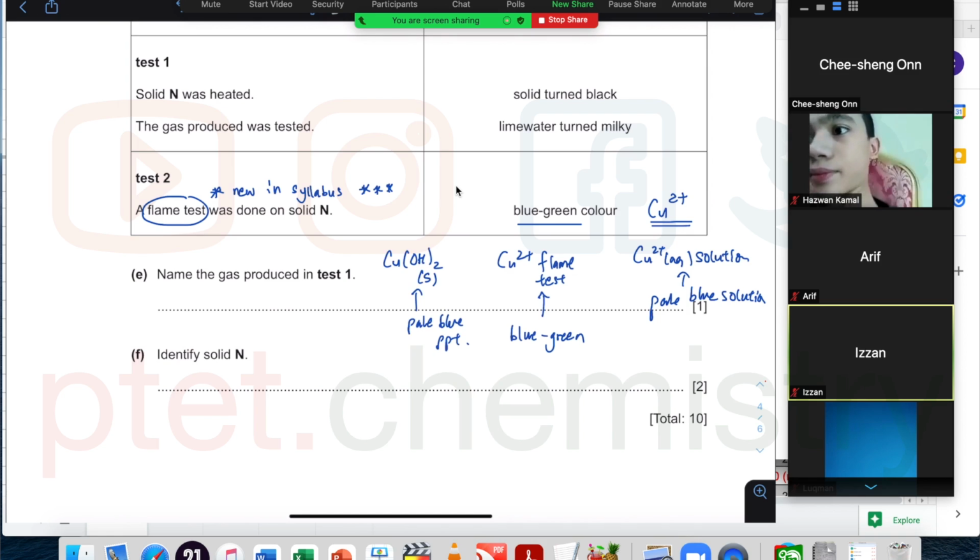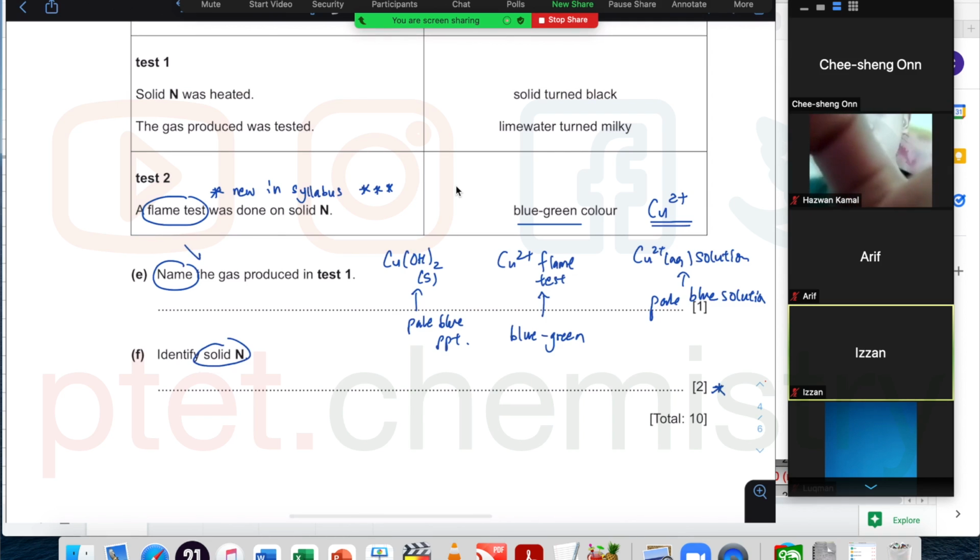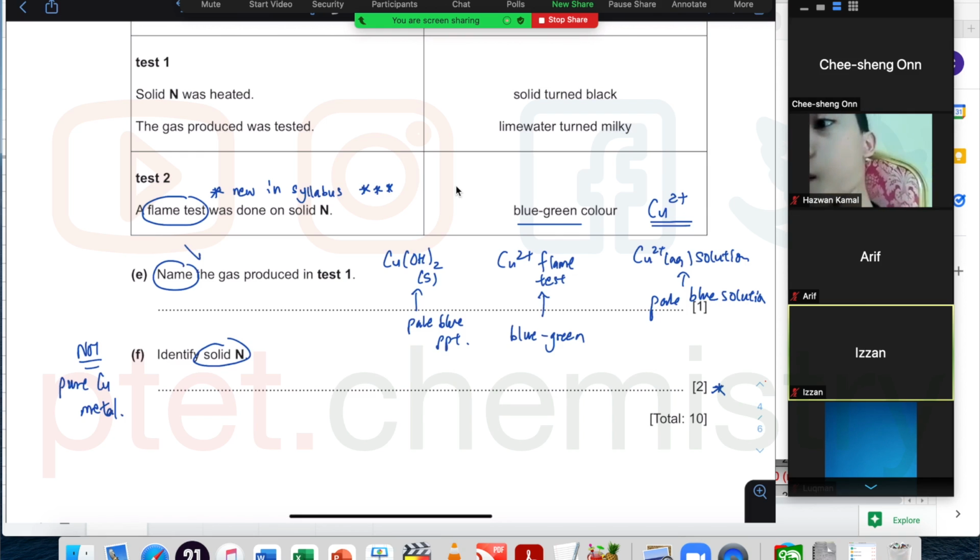Now, name the gas. I think people can do that. Identify the solid for 2 marks. Your ion is Cu²⁺. This is not copper. Solid N is not copper. It is not pure copper metal. It is not a metal. It is a compound, because when you heat it, you get carbon dioxide.